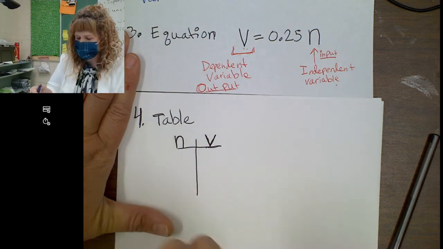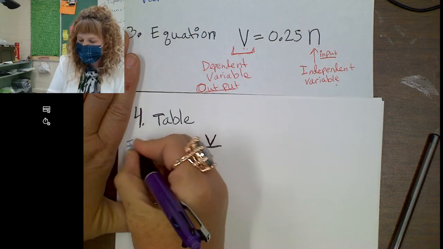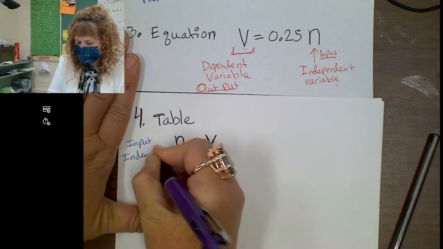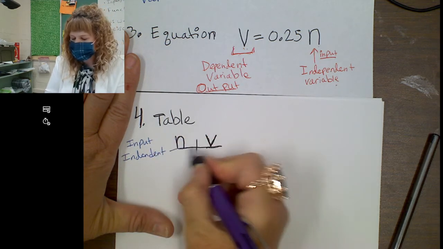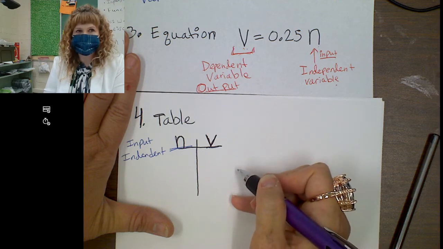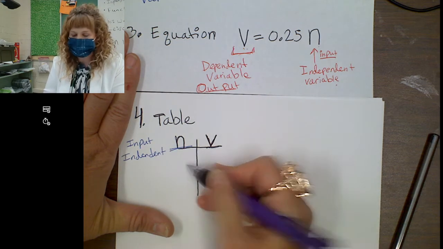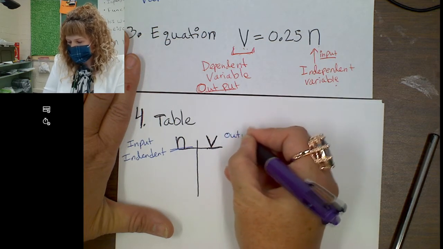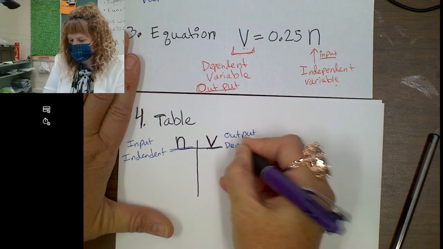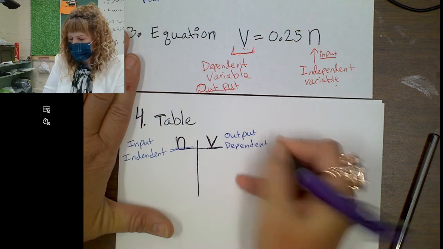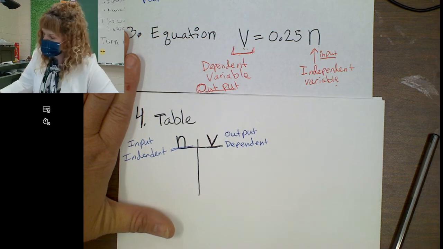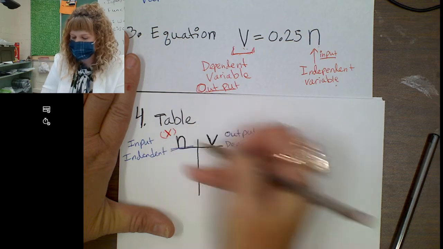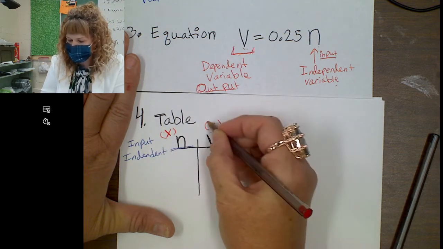Go ahead and label that in your notes that now you have the input, which is independent. You're going to put that on the left side. It's coming first because first you put in the input. And on the right side of the table, that's your output, your dependent variable. And we did this many times with tables of ordered pairs. We had X on the left and Y on the right.